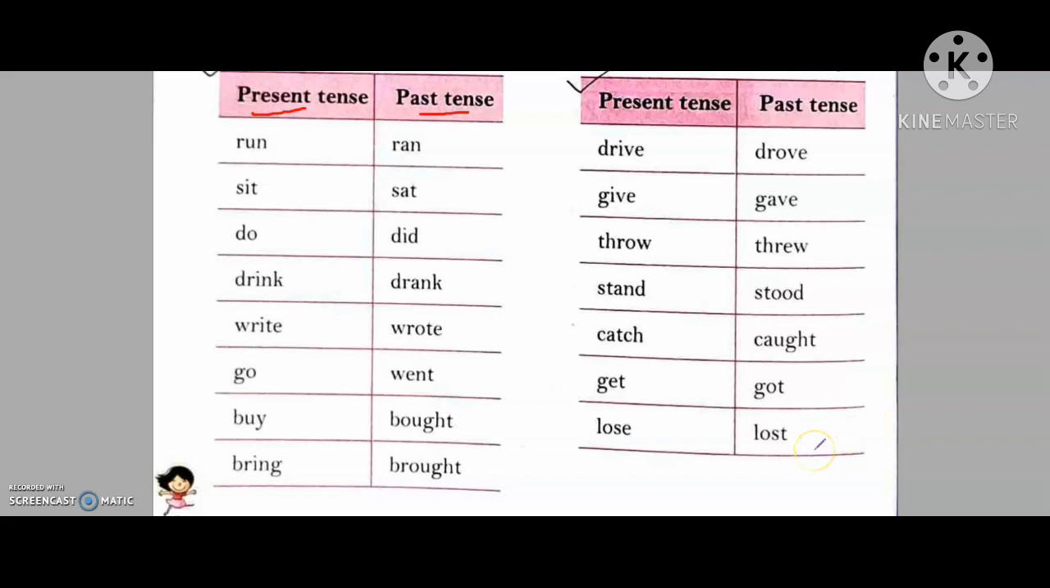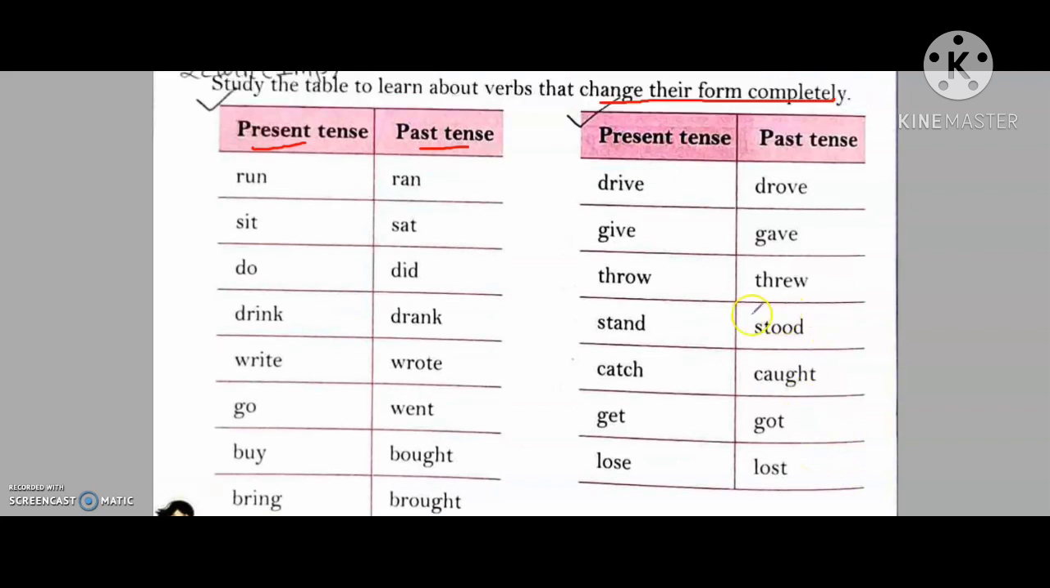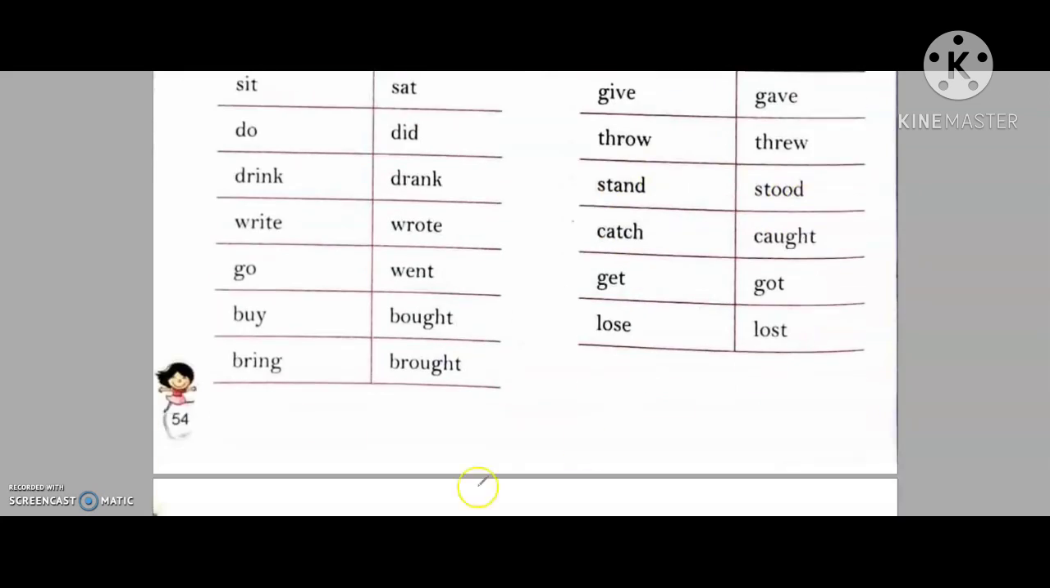Lose, lost. I hope you remember this word stood. We have read it in the poem, The Boy Who Never Told a Lie. Remember, children? Yes. So I told you that time also that stood is the past form of stand. So here you can check also. Stand, past tense is stood. Alright?